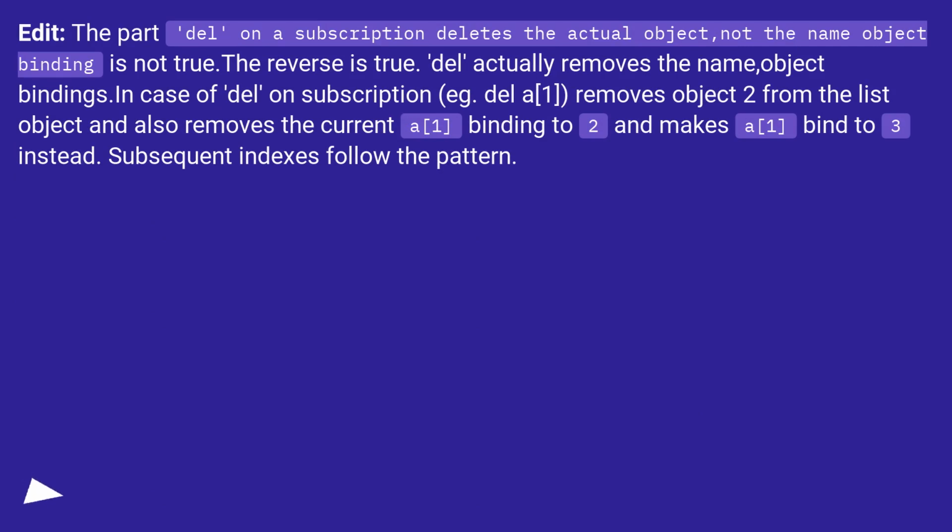Edit. The part "del on a subscription deletes the actual object, not the name object binding" is not true. The reverse is true. Del actually removes the name object bindings. In case of del on a subscription, e.g. del a[1], it removes object 2 from the list object and also removes the current a[1] binding to 2 and makes a[1] bind to 3 instead. Subsequent indexes follow the pattern.